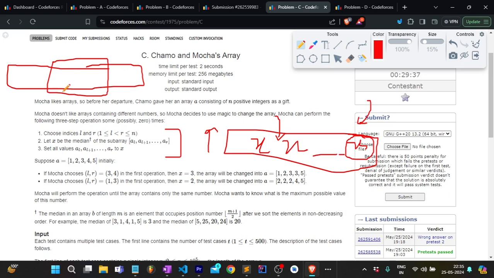Basically, we have to choose a subarray, and we have to replace all the elements in the chosen subarray with the median of this particular subarray. Now what is the median? Median is the mid element after sorting all the elements.